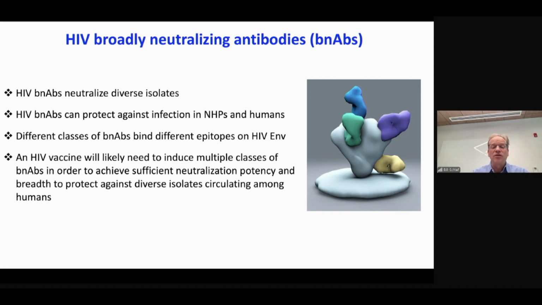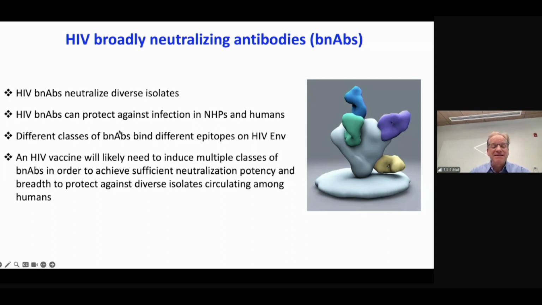I don't have time to go through it, but I'm going to summarize in these bullets here that BNAbs, broadly neutralizing antibodies, neutralize diverse isolates, some of them up to 99% of HIV isolates, some less. They can protect against infection in non-human primates and in humans. We know in non-human primates that broadly neutralizing antibodies given in advance of a viral challenge can provide sterilizing immunity if there's a high enough concentration of the antibody present.